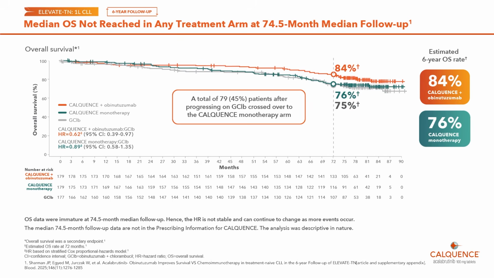I'd also like to point out that at 74.5-month median follow-up, the overall survival data were immature. Hence, the hazard ratio is not stable and can continue to change as more events occur. Median overall survival was not reached in any treatment arm of the ELEVATE-TN trial at 74.5-month median follow-up.